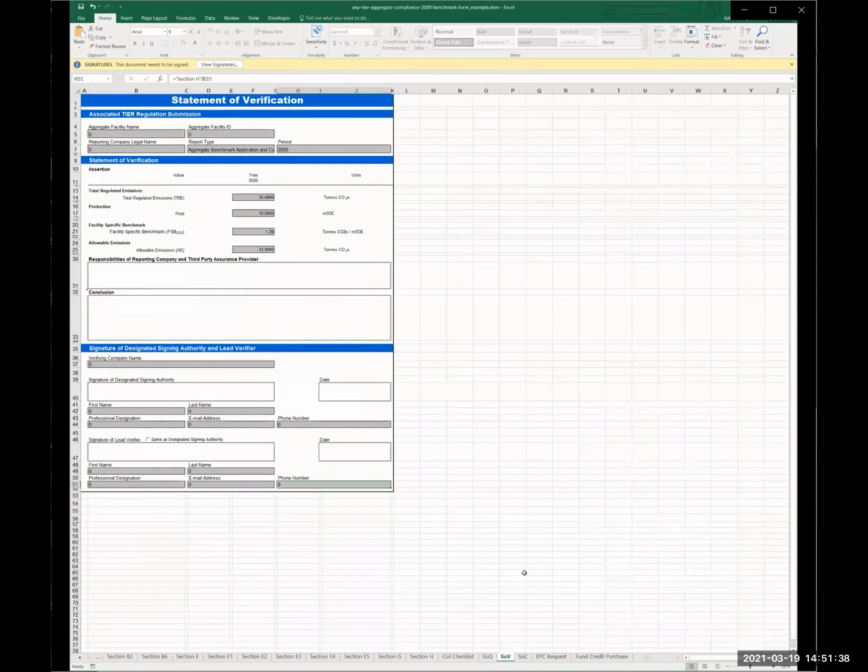The statement of verification is to be completed by the third-party assurance provider and signed by both the lead verifier and designated signing authority, where these are different individuals. The signed copy should be included as part of the third-party verification report.